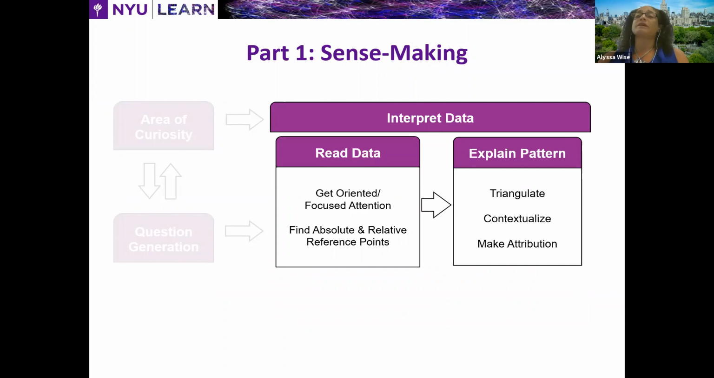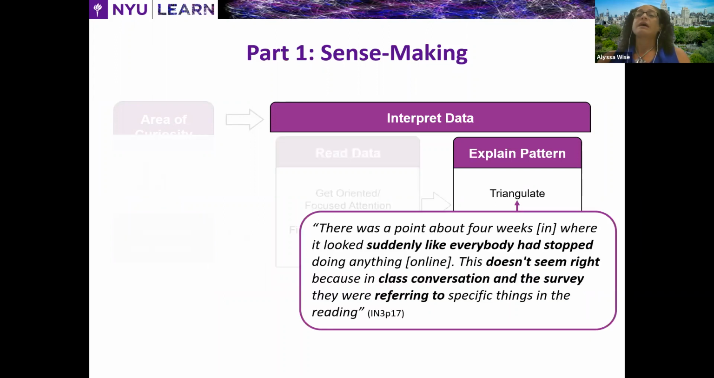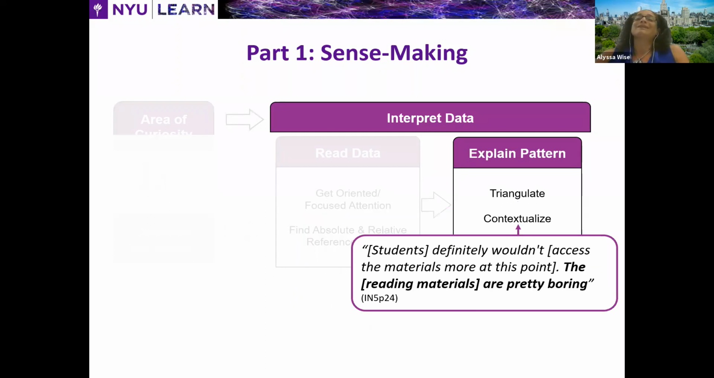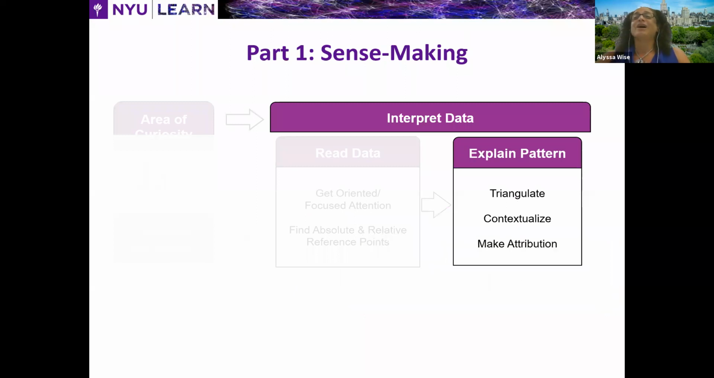As I mentioned, one of the most important things is how people make sense of the pattern. And so these are just some examples of how instructors took the data from the analytics system and compared it with what they knew. So it seemed like no one was doing anything online, but the class conversation was rich. What's going on here? Or the numbers were very low, but that's okay because apparently the instructor felt these reading materials were kind of boring.